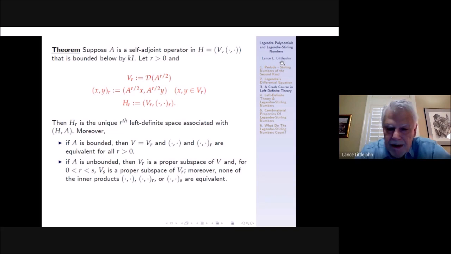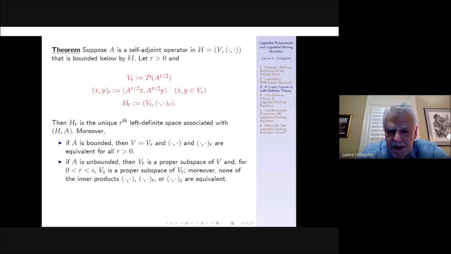So if A is unbounded, then V sub R is a proper subspace of V. And if R is less than S, V sub S will be a proper subspace of V sub R, okay? Moreover, none of the three inner products I've got listed there will be equivalent. So the left definite theory lives for unbounded operators.